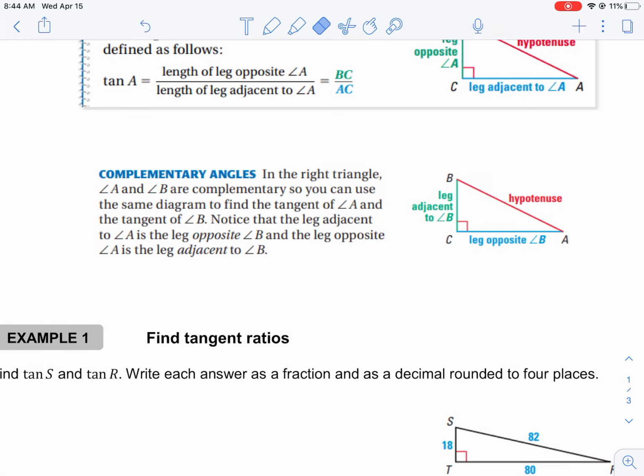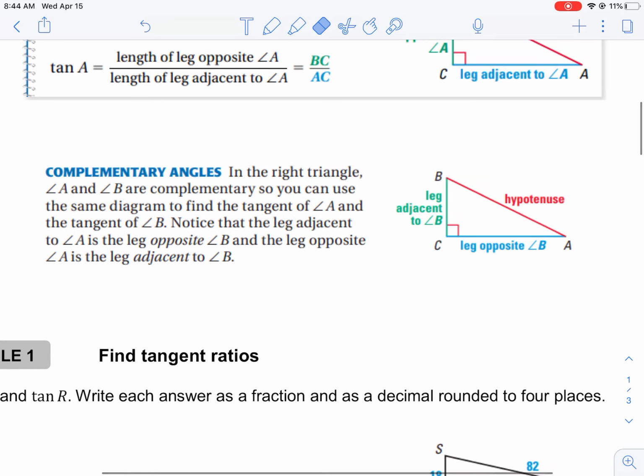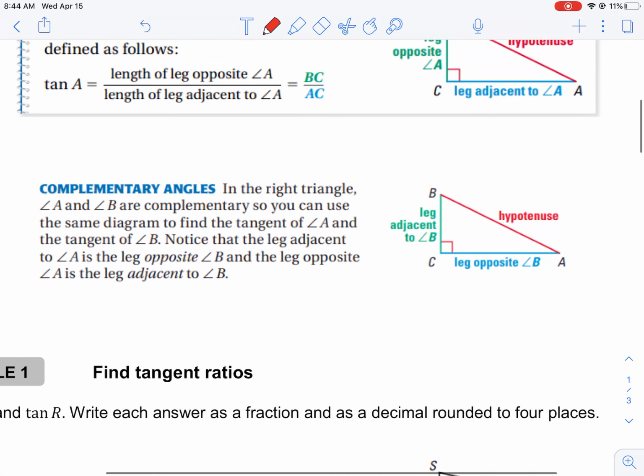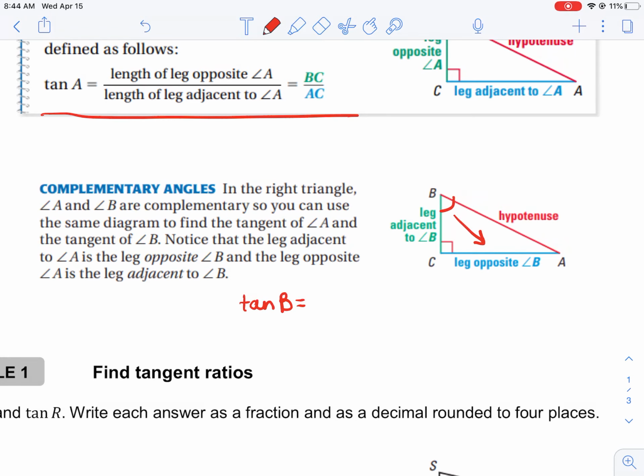So complementary angles in the right triangle A and B are complementary, so you can use the same diagram to find the tangent of A and the tangent of B. Notice that the leg adjacent to A is the opposite leg to angle B, and the leg opposite to angle A is the leg adjacent to angle B. So before, for the tangent of A, we had BC over AC. If we took the tangent of B, opposite of B is AC, and adjacent to B is that leg right there, BC.